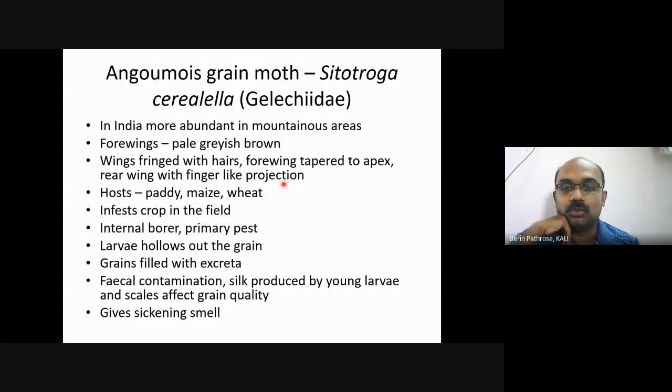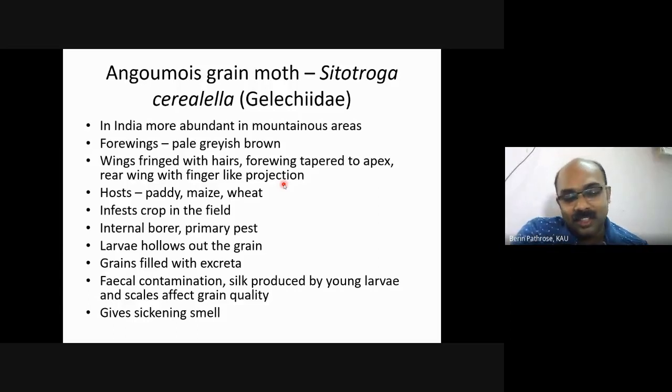There is a huge godown also. Yes, that's near the KU school. So if you go there, you can see bags of seeds stacked in that godown. And if you just touch those bags, you can see some moths flying out. And that is nothing but the Angoumois grain moth, Sitotroga cerealella. Usually, if you see my slide, in the first sentence it is written that it is more abundant in mountainous areas. It's usually written in the literature like that.